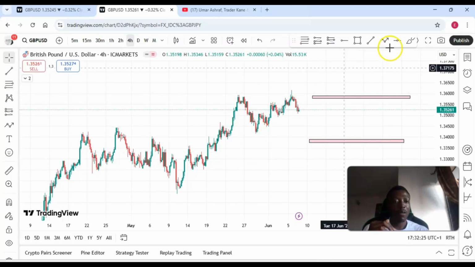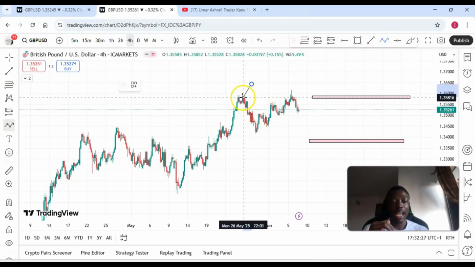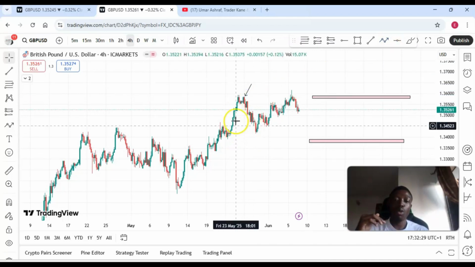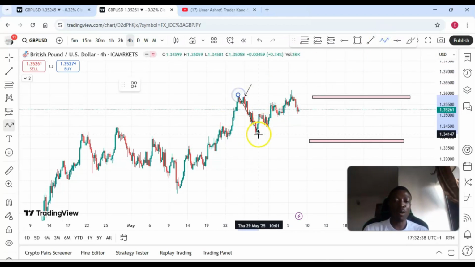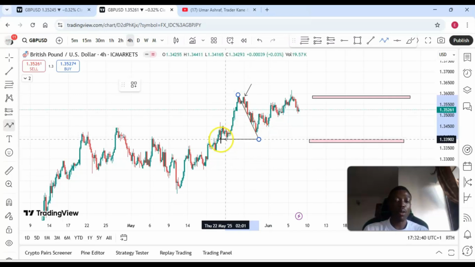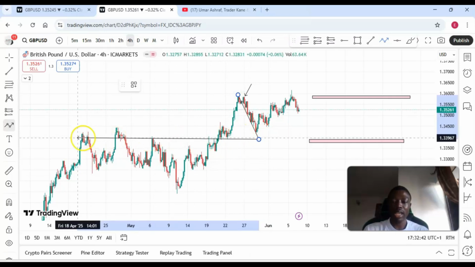Like this, we have this high here. This is one high where price came to this level. This is around 1.3600. It came to this level, and sellers pushed prices down. Sellers pushed prices down from this point. Buyers pushed it up at this level. You can call this a support level.